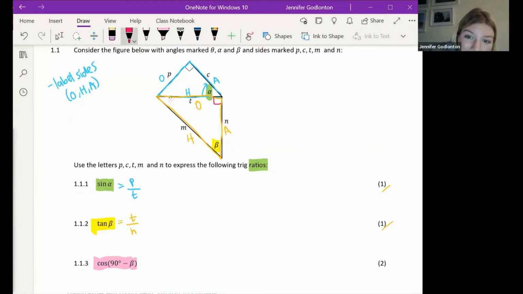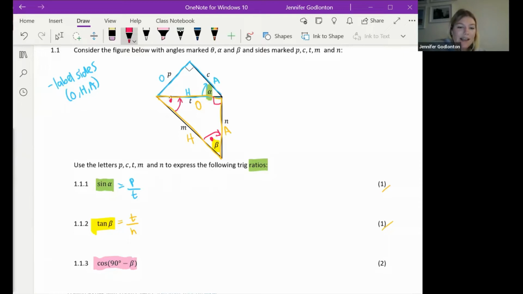This is 90. So what does that mean this angle and this angle have to equal? If I added those two angles together, what do they have to equal? 90. Exactly, Unati. This angle plus this angle have to equal 90 degrees, because 90 plus 90 is going to give me 180 degrees, which is a triangle.